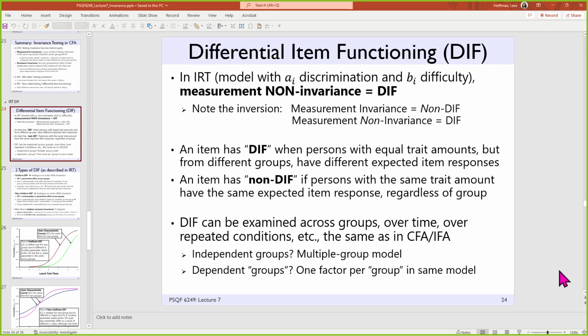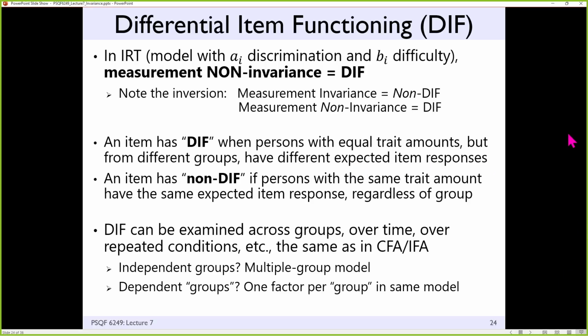So I'm on slide 24 here. Other than some new terminology, you've already learned this. This is measurement invariance testing on models for binary or ordinal data. So the terminology switches, but the intent is the same. Previously what we called measurement invariance has an inversion in how we talk about it. The term differential item functioning is non-invariance. So if the item parameters are different across groups, occasions, or conditions, whatever you're testing invariance across, it is called DIF, for difference.